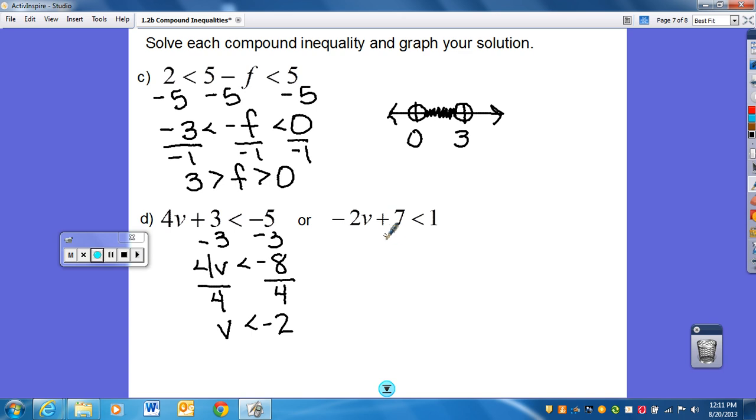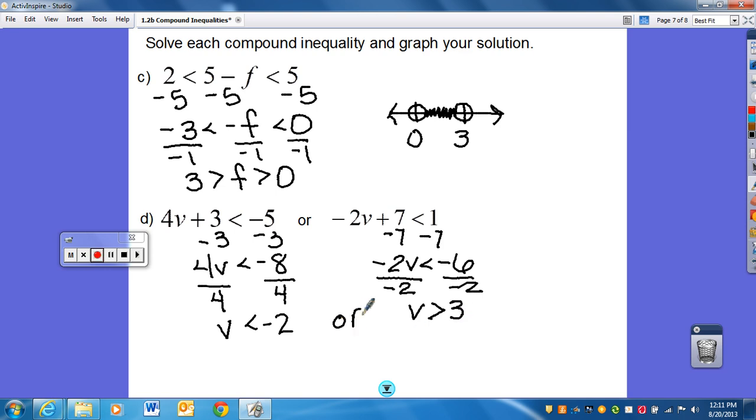In the next one, I'm going to do the opposite operation, which is to subtract 7. So I have negative 2v is less than negative 6. And now I will divide by negative 2. And because I divided by a negative number, we need to reverse our inequality symbol. A negative divided by a negative now will leave me with positive 3.